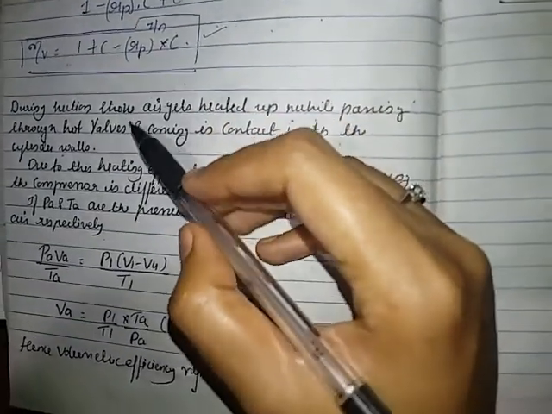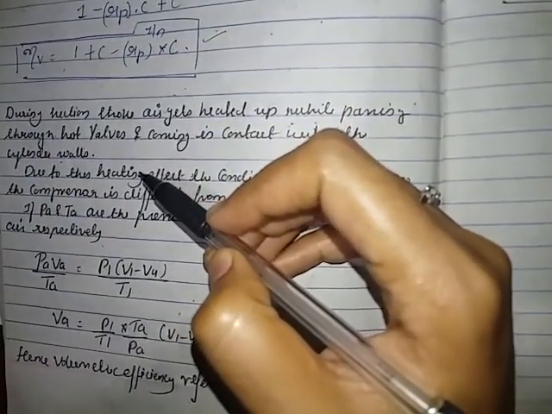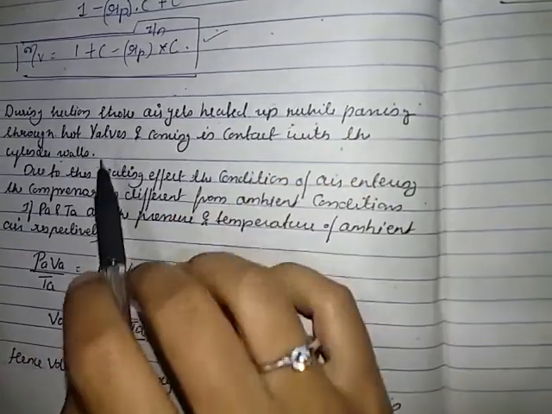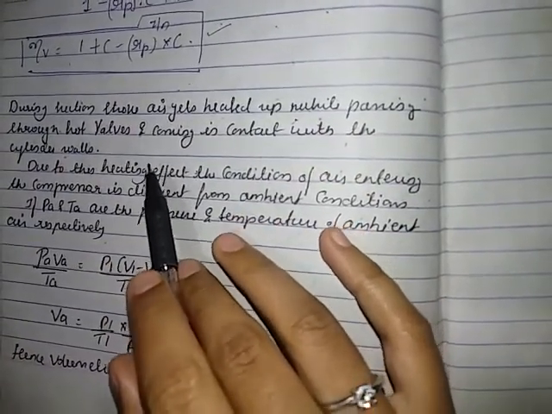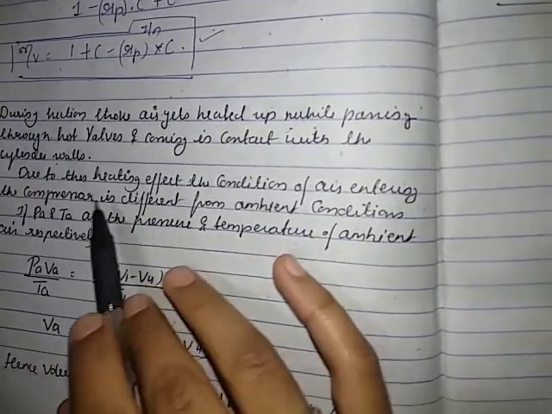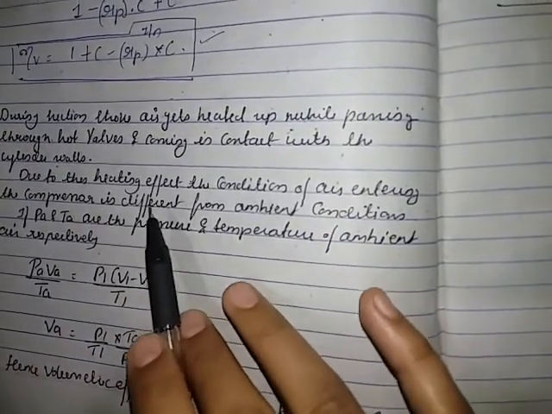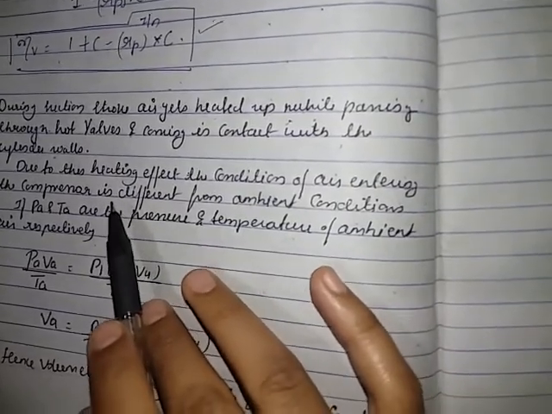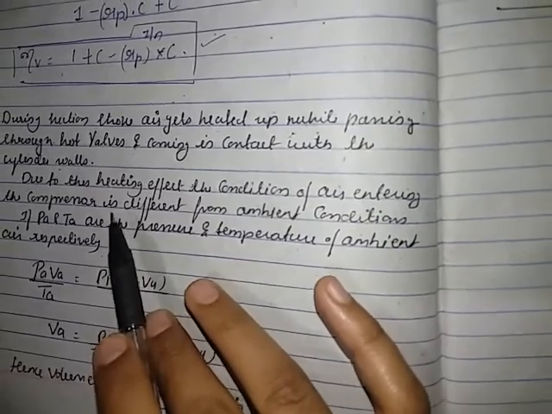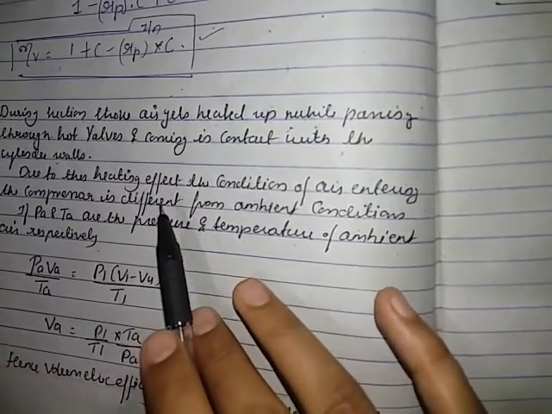Now, during the suction stroke, the air gets heated up. Why does it get heated up? While passing through the hot walls and coming in contact with the cylinder walls, the temperature of the air inside during the suction stroke will increase. Due to this heating effect, the condition of air entering the compressor is different from the ambient conditions. Ambient conditions means atmospheric conditions. It will be cold, right? Now the air that is already present in the compressor will be hot.